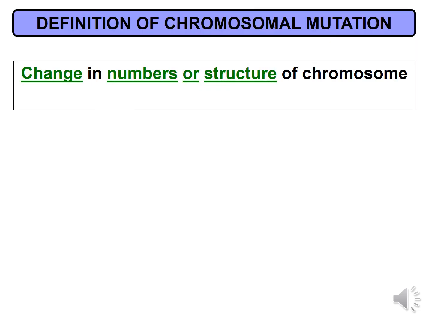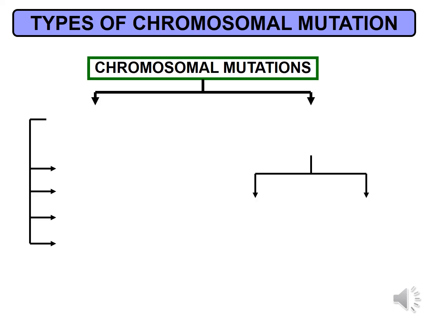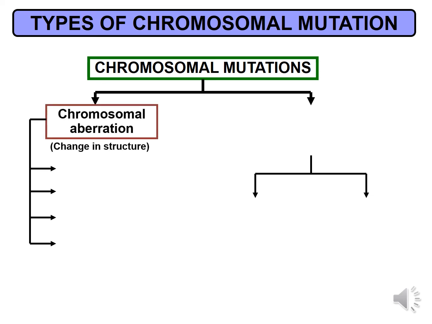The definition of a chromosomal mutation is the changes in either the number or the structure of the chromosome. These are the types of chromosomal mutation. First is chromosomal aberration, which is the change in the structure of that particular chromosome. First is translocation, where a segment of the chromosome is translocated into the same chromosome, only in a different area, or it is translocated to another non-homologous chromosome.